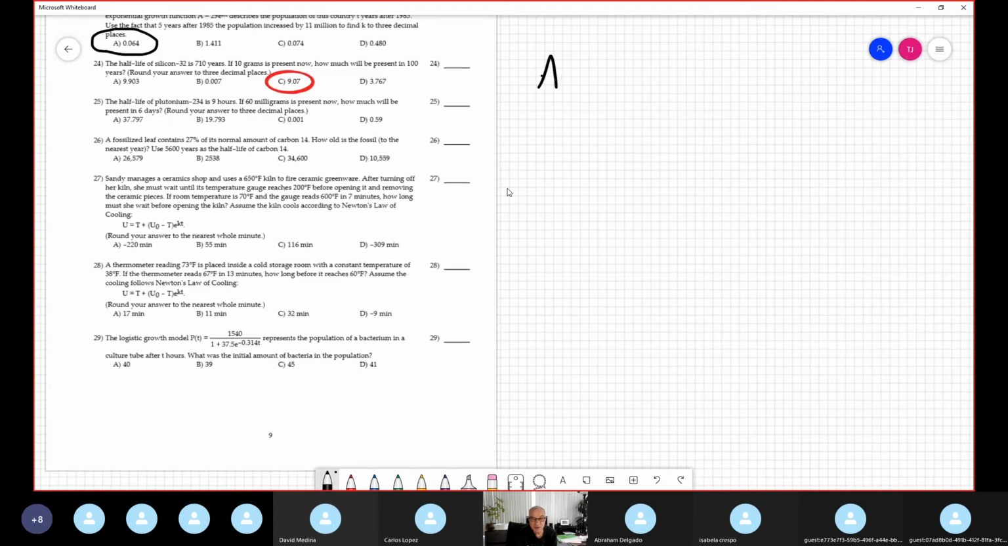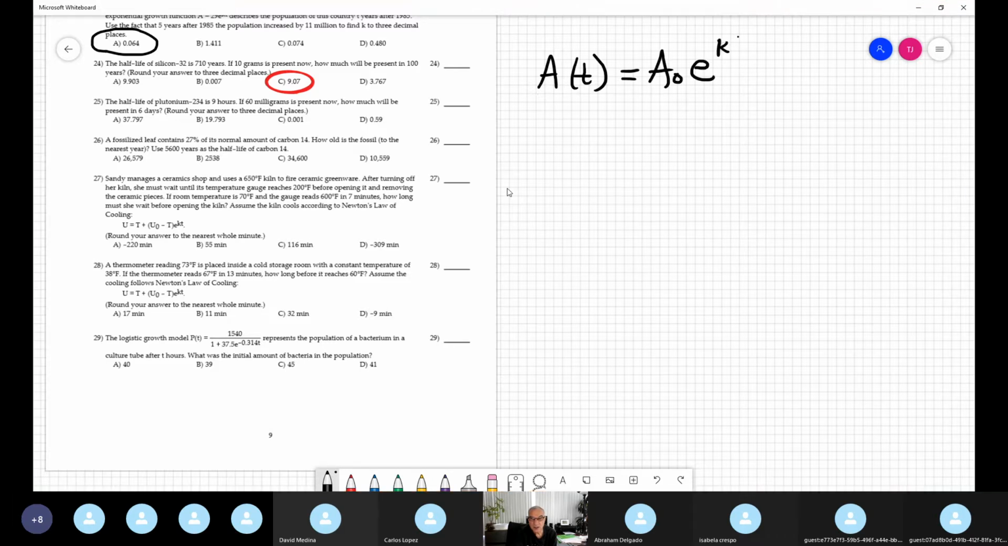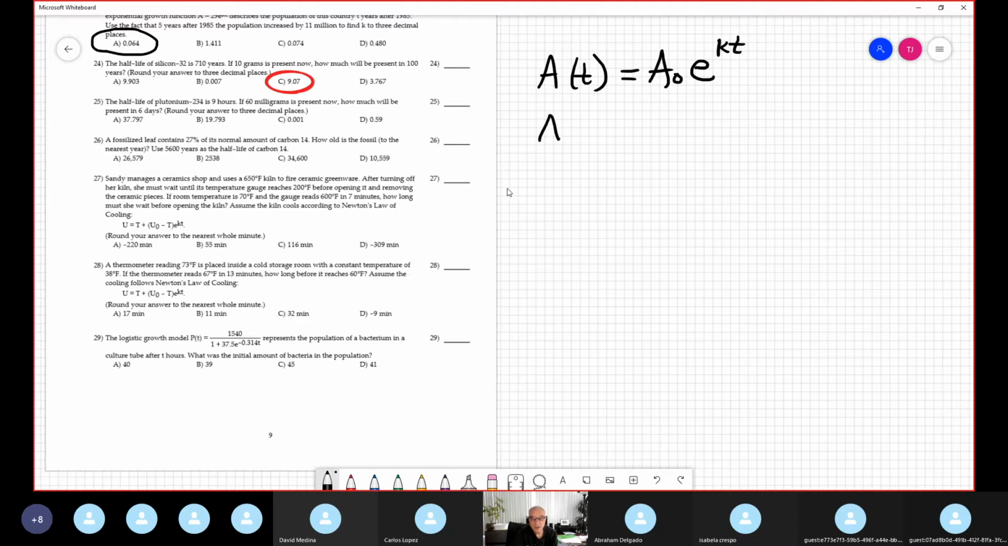Remember the formula is amount of substance at any time is initial A null e to the KT. So A null is obviously 60 milligram. E to the KT. Condition 0 allows me to determine A null. How much will be present in 6 days?